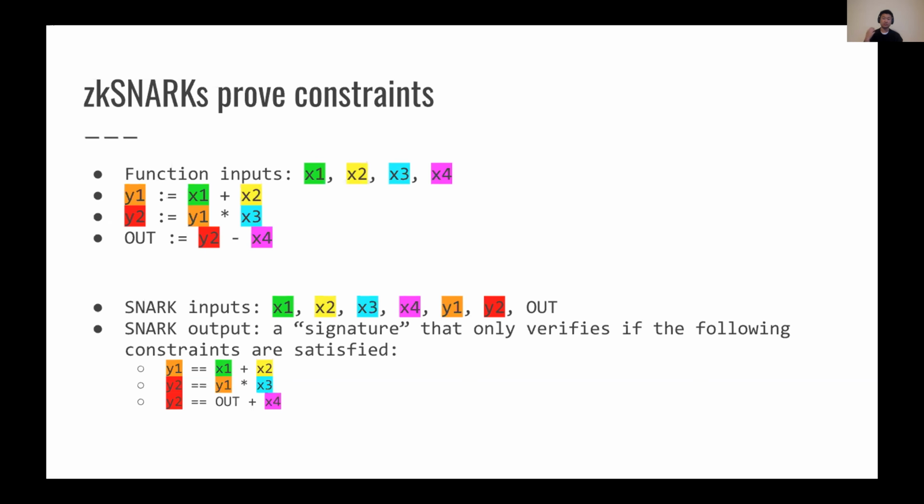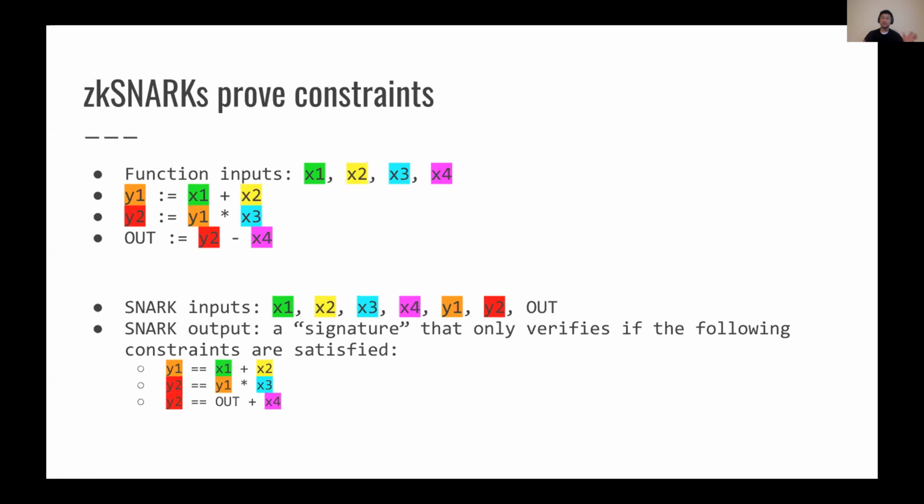And what the SNARK is actually doing under the hood is it's going to generate a signature that is valid if and only if constraints corresponding to those intermediate execution steps are satisfied. So when we're thinking about doing the computation, we're thinking about traversing this computation graph forwards, starting with x1, x2, x3, x4, computing the intermediate values, and then eventually getting to the output.